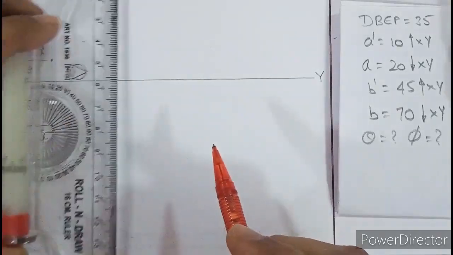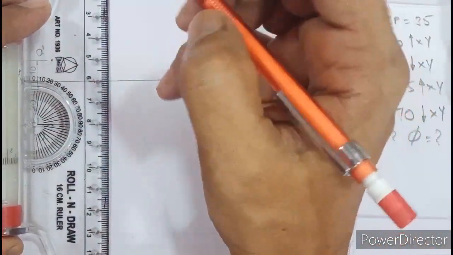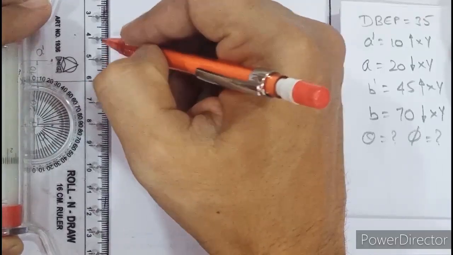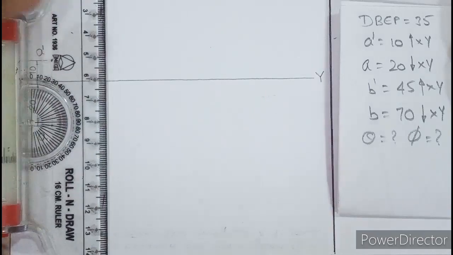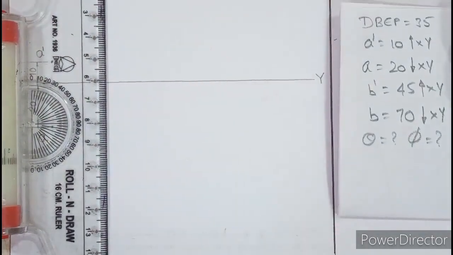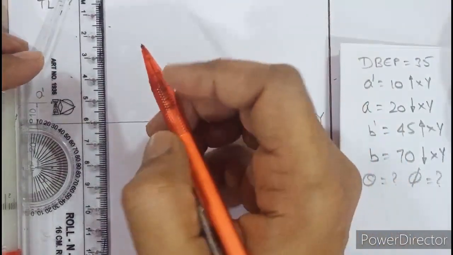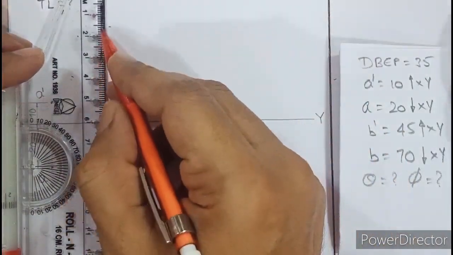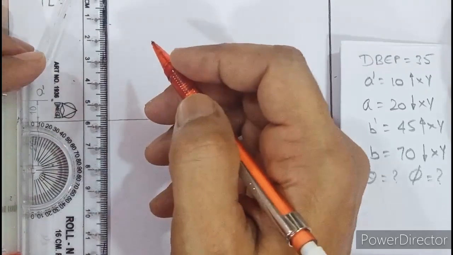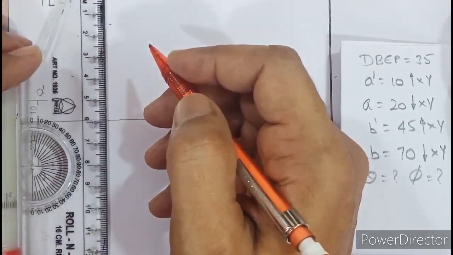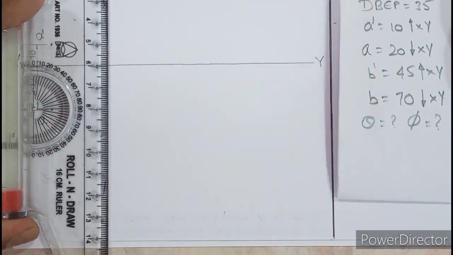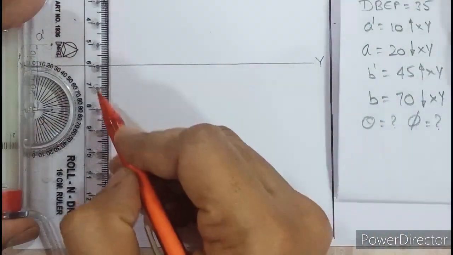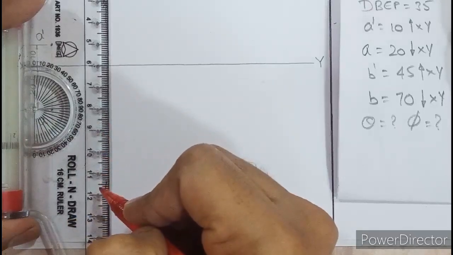So what we are going to do next is, from XY we will mark 45 above. Okay, 10, 20, 30, 40, 45 above. Let me get it a little down. So we have moved 45 above. Once again 10, 20, 30, 40, 45 above, and we have to move 70 down. So let us move 70 down. From here 10, 20, 30, 40, 50, 60, 70.